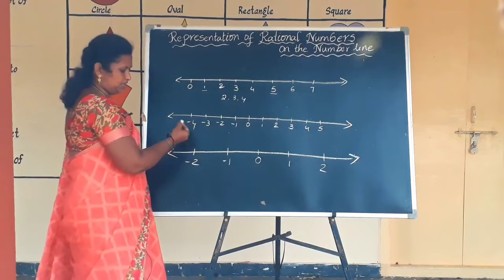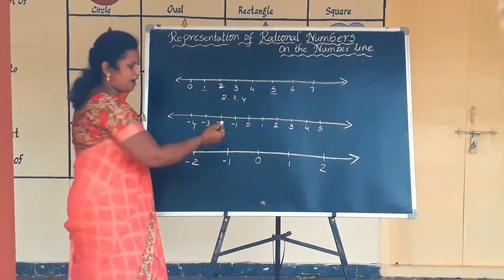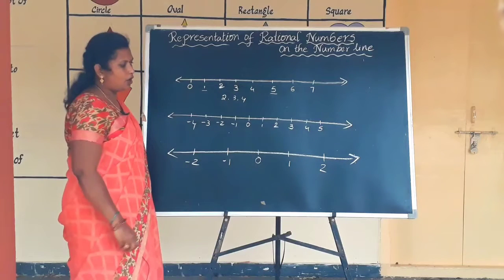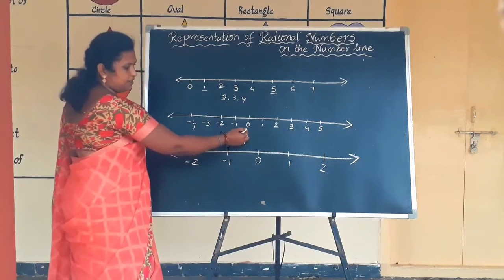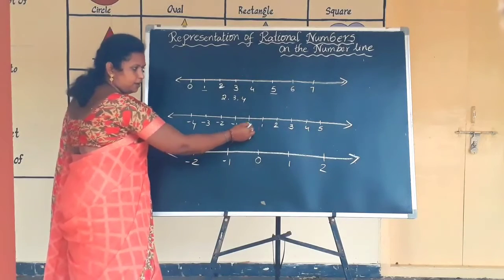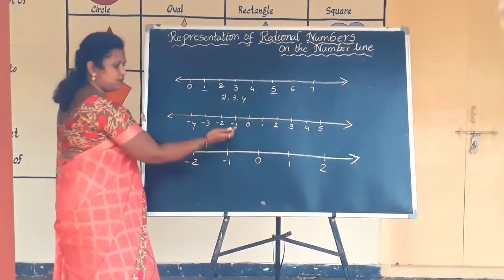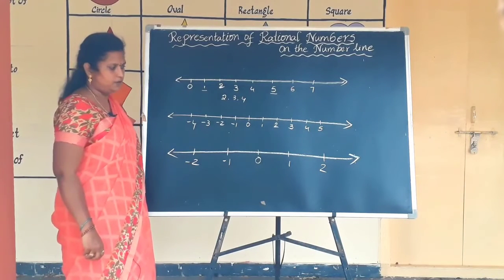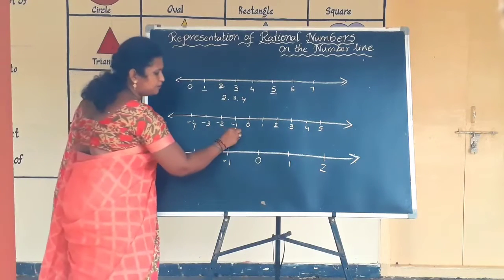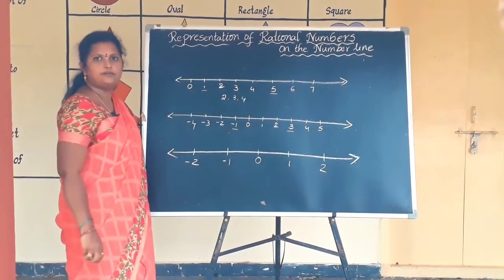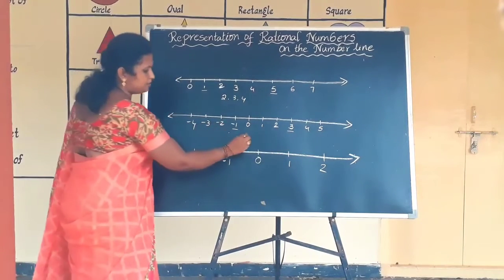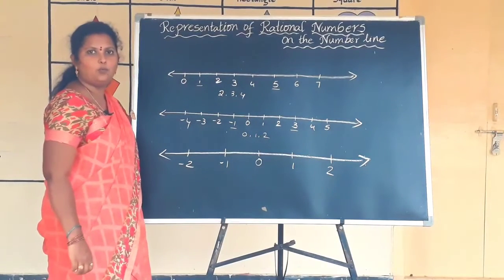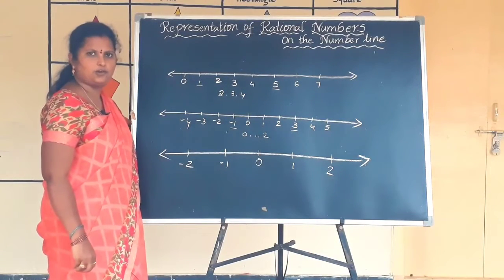Next, see this. Here we are having the integers on the number line. Integers means we are having on the right side of the 0 all the positive numbers, on the left side of the 0 all the negative numbers. Now what are the integers in between -1 and 3? Here we are having 0, 1, 2 in between -1 and 3. Is it correct or not?